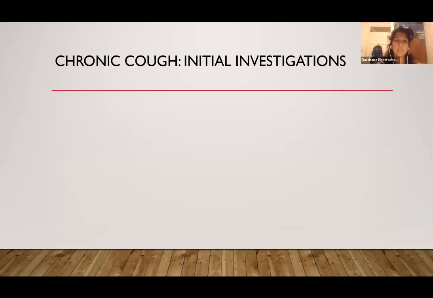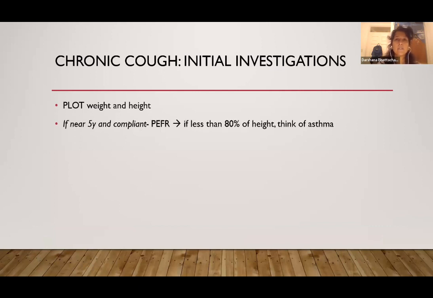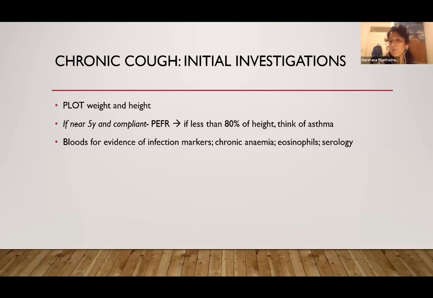So initial investigations, if you're faced with a child with chronic cough, is to assess their growth, first of all. So plot their weight and their height on an age-appropriate growth chart. And if the child is close to 5 years of age and they are compliant, you might be able to get them to do a peak expiratory flow. And if this is less than 80% of their height, then think of a possible early diagnosis of asthma. A range of blood tests can be quite useful for looking at raised infection markers, for chronic anemia, eosinophils in an allergic situation, or looking at serology, for example, atypical mycoplasma. The chest X-ray is always helpful and always justified.